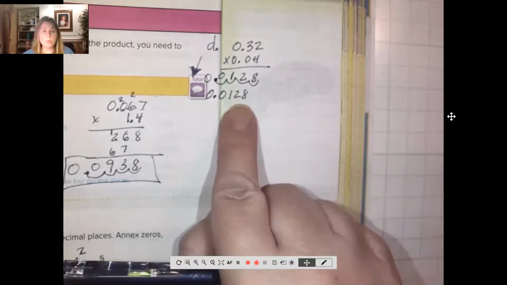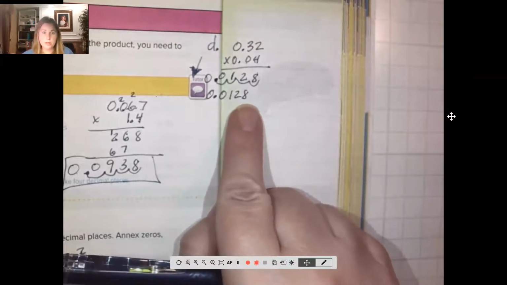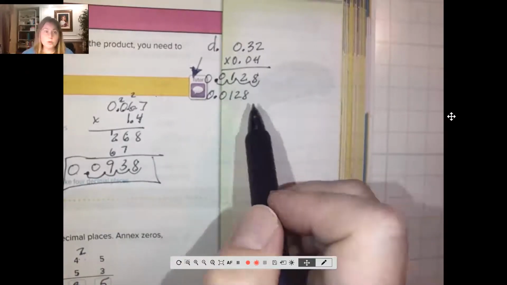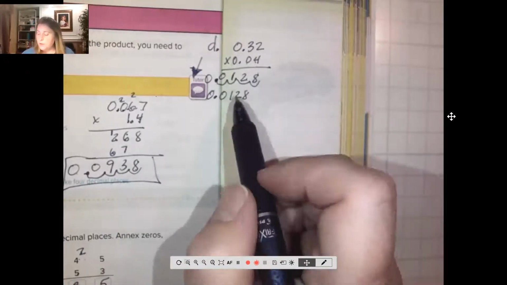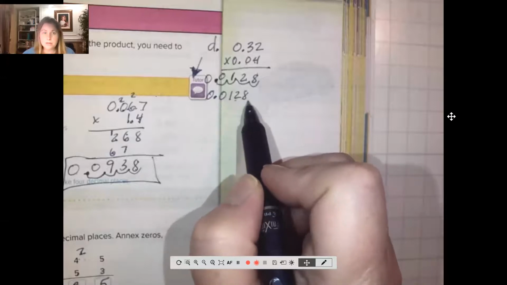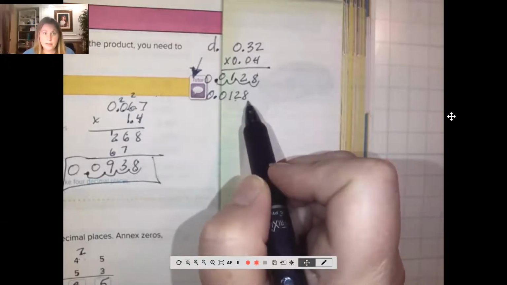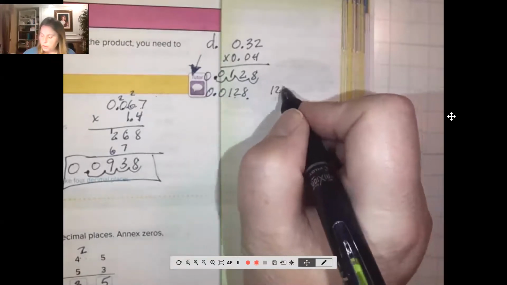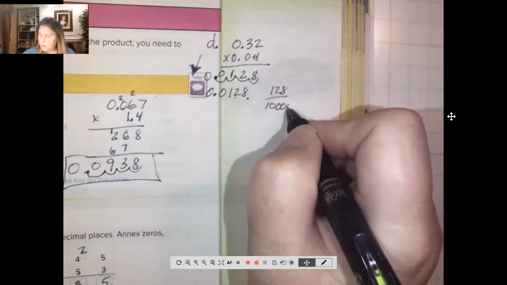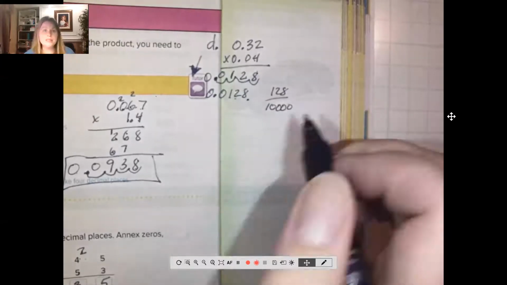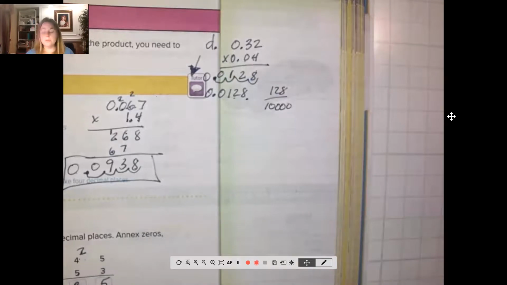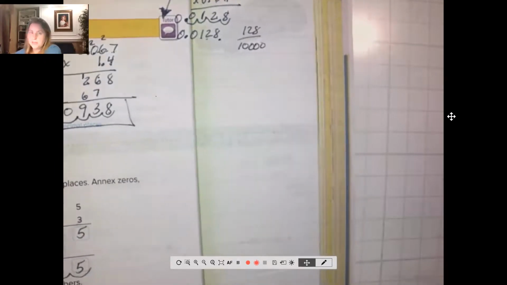We would say 128. That's our numerator, right? And if you were to write it as a fraction, the place value would be the denominator: tenths, hundredths, thousandths, ten thousandths. So if we were to write this as a fraction, we would say 128 ten thousandths, okay? And then we would simplify, obviously, those are both even numbers, okay? So in Got It D, it was 0.0128.